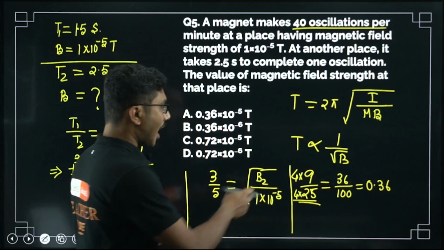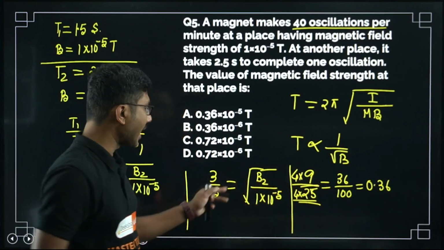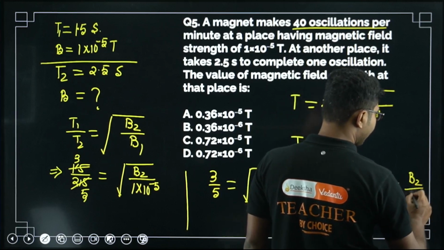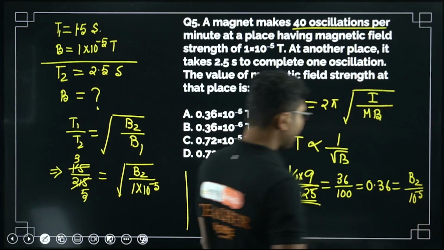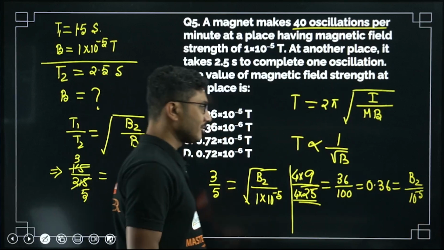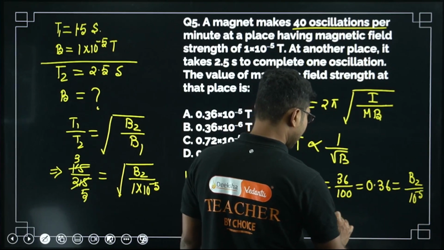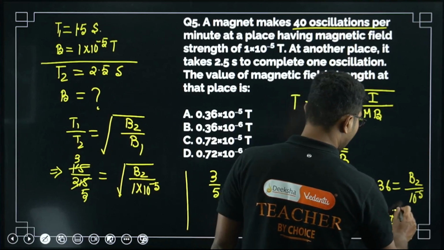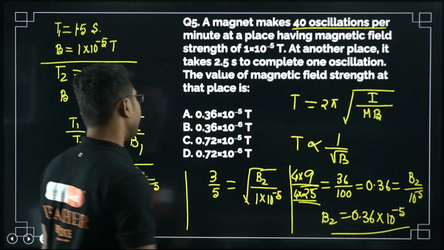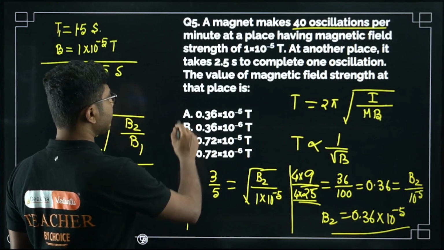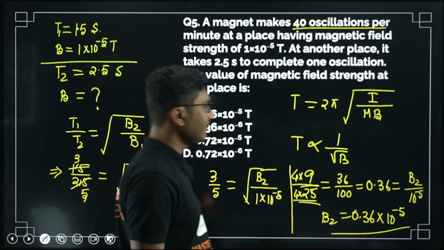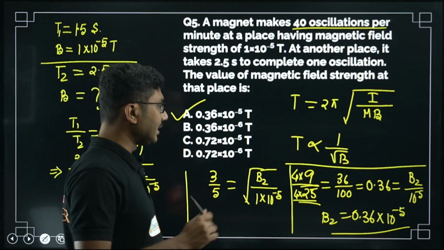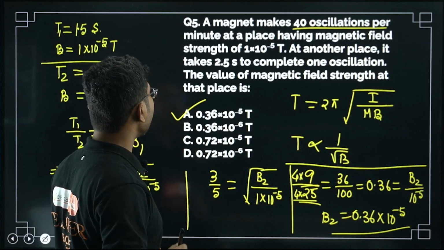And that after squaring we get, right? So we have squared both sides. So now on our right hand side we can write B2 by 10 to the power of minus 5. Right? 1 times is obviously 1, does not matter. So B2 is basically 0.36 times 10 to the power of minus 5 Tesla. Okay, clear? If you have any doubt, don't forget to mention in the comment below.